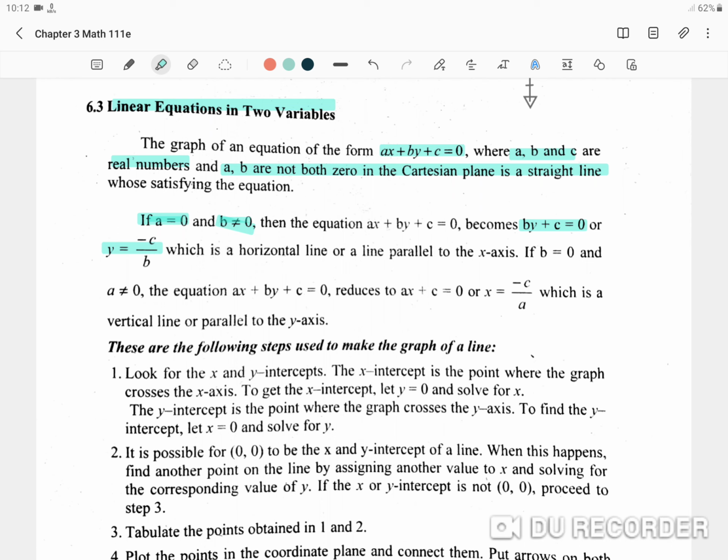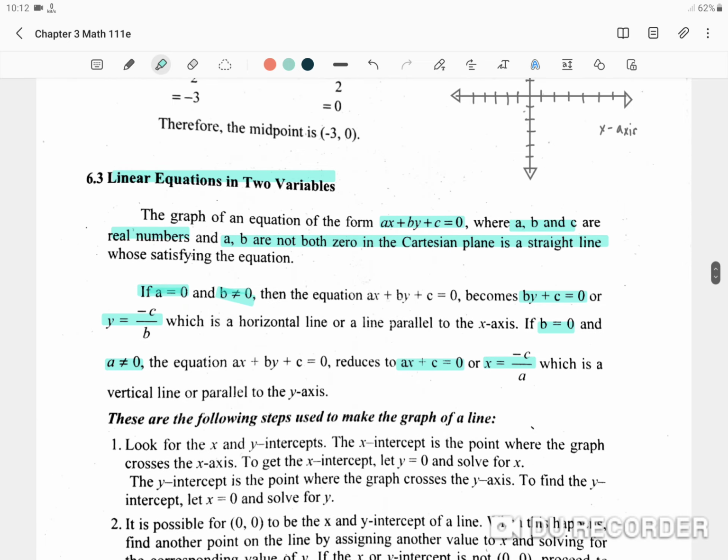Okay? If yung b naman natin is equal to 0 and a is not equal to 0, we will have a reduced form na ax plus c is equal to 0, or basically pwede nating sabihin x is equal to negative c over a, which is a vertical line or a line parallel to the y-axis.